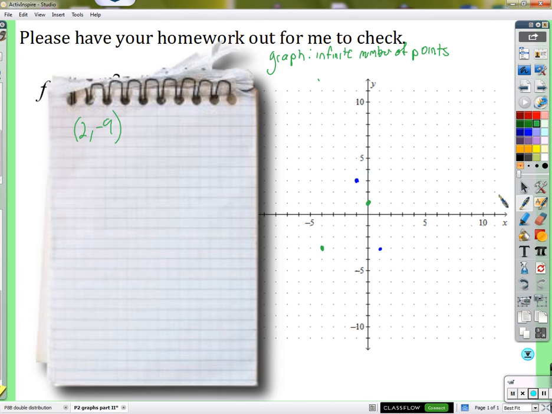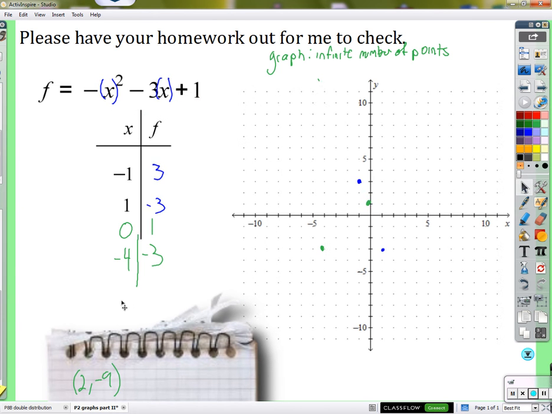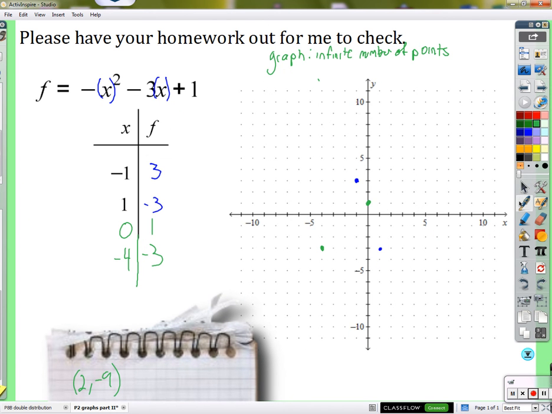I keep covering up the function, so let me move this out of the way. 2 squared minus 3 times 2 plus 1. 2 squared is 4. There's a negative on that 4. -3 times 2, okay, 3 times 2 is 6. You got -6 there. Plus 1. -10 plus 1, -9. Confirmed. Okay, 2, -9. Right. Seems to be all over the place. Anybody find any other points? Cadence.